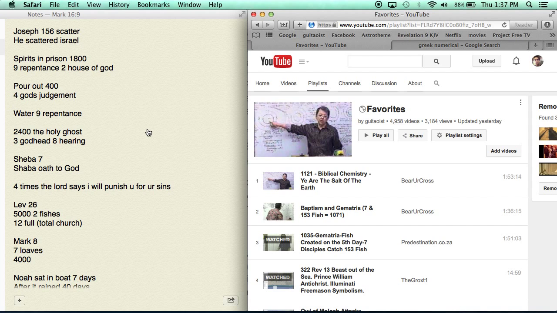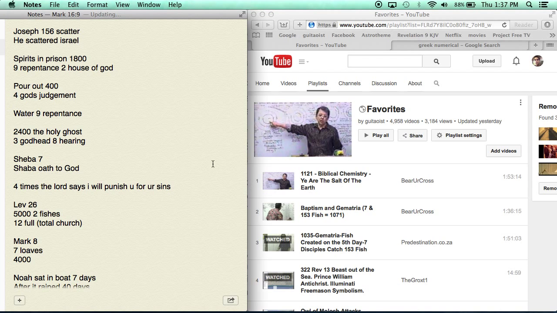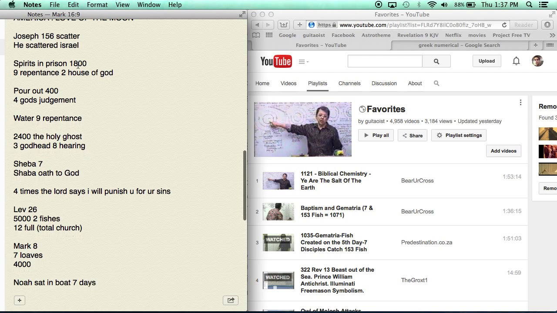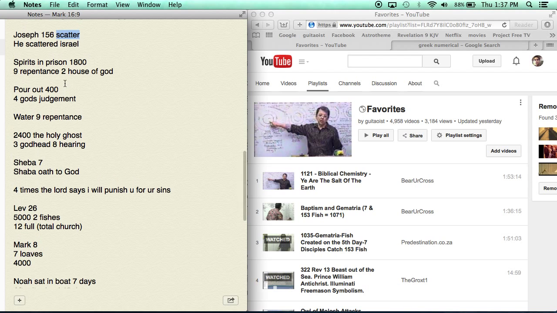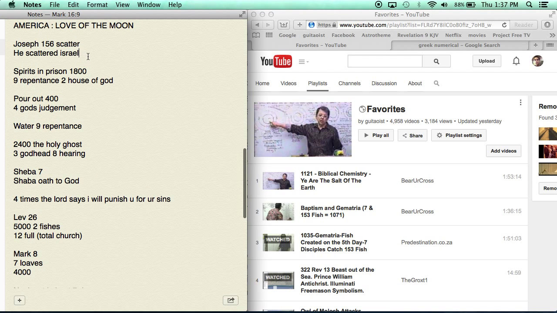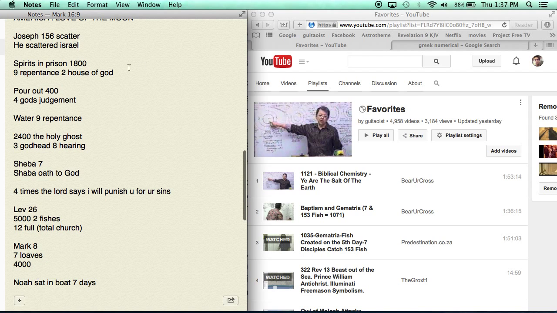Well, the thing is, it is a code and it does hide secrets. And here's some of the examples. Joseph, if you add up the Hebrew numerical values, it's 156. That means scatter, the word scatter also has a value of 156. He scattered Israel. It's just little connections like that. The word kid in Hebrew adds up to mom and dad. It's like a mathematical game.